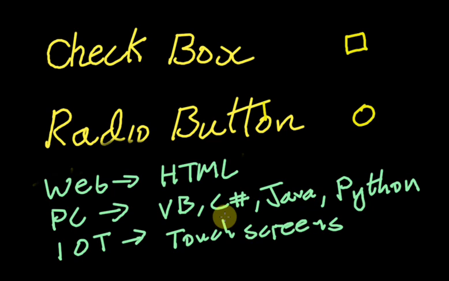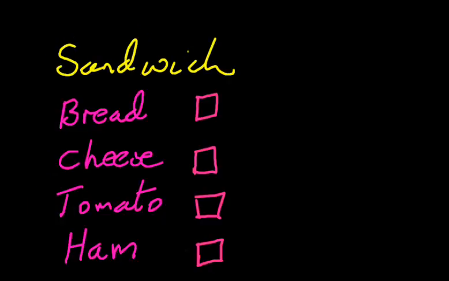So I want to teach you what those rules are so that you know how to handle them and when to actually create which one. So let's start with an example. I'm going to use a checkbox. Now in this example, I'm hungry, I want a sandwich. That's all great. So I'm thinking, well, what kind of sandwich shall I go for? Well, obviously I'm going to have bread. So I'll put a check there.